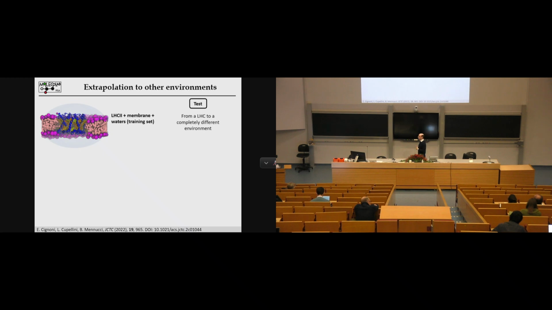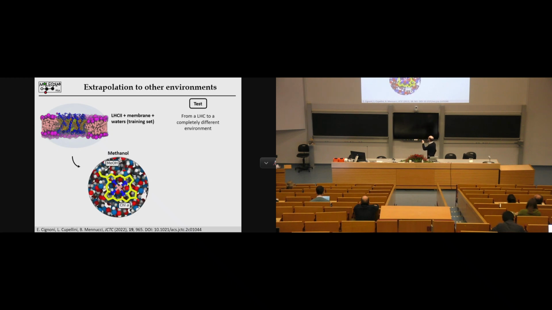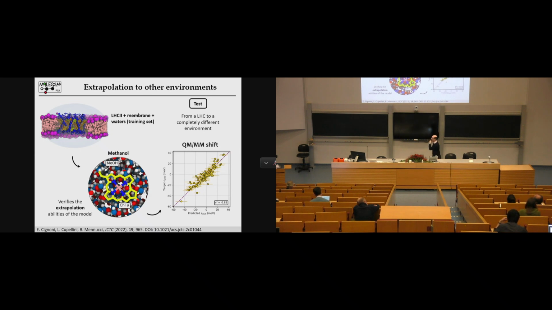And finally, we wanted to see if our model could extrapolate to completely different environments. So we used the training set as before, but then we tried to reproduce the excitation energy of this chlorophyll in a solvent. So we computed with DFT the excitation energy in methanol solvent, and this is the shift due to QMMM, and we get again a quite nice agreement with the target. And so this model was not trained on methanol; it was trained on the protein. So if you change completely the environment, it still works.